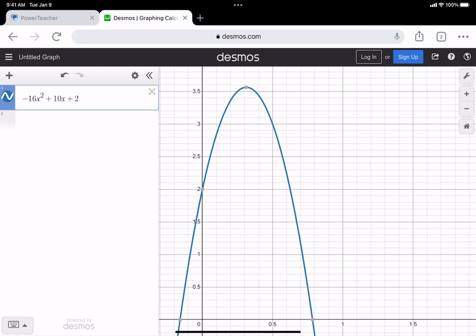Do you see this intersection here at 2? The y-intercept is 2. It goes up to a little over 3.5, and then it comes back down here to like 0.75 something. Right? You see? This is 0, this is 1, this is 0.75, okay? So let's graph some of that stuff on example 3.